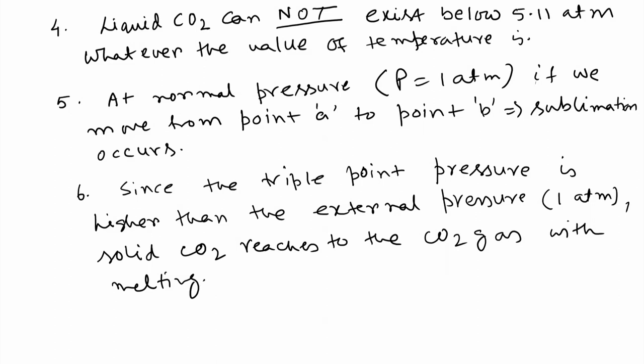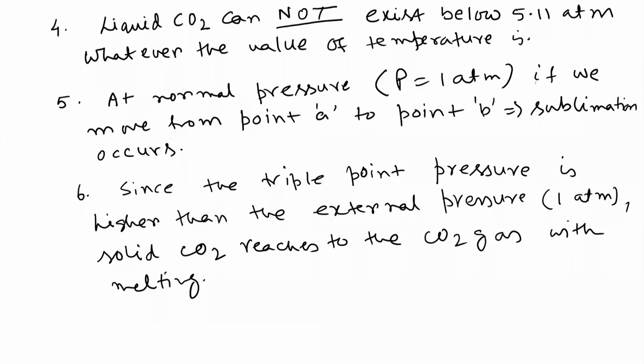Okay. So, why do we get sublimation if we go from point A to point B? Because the triple point pressure of CO2 is higher than 1 atmospheric pressure. Okay. So, that is why we get sublimation at normal pressure. That is all about the phase diagram of CO2. Thank you.